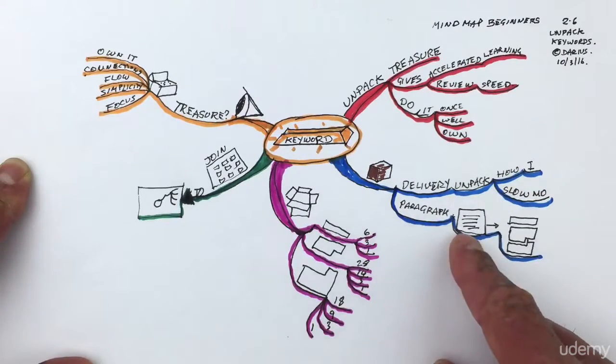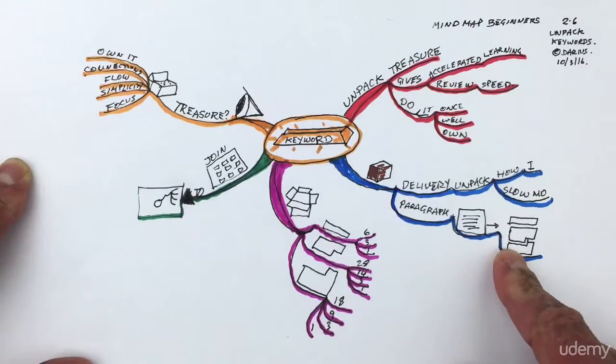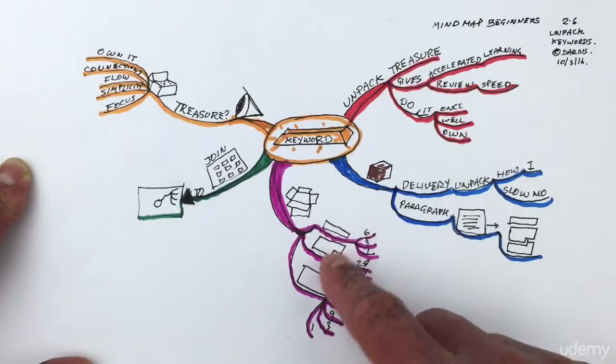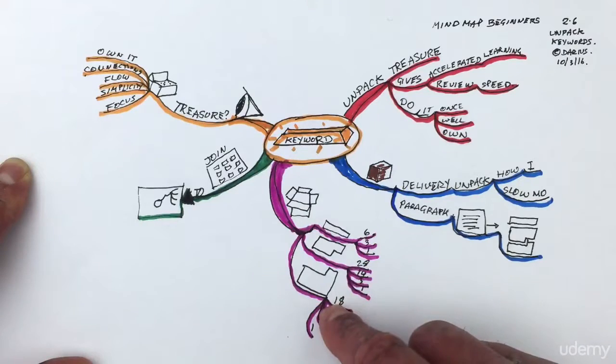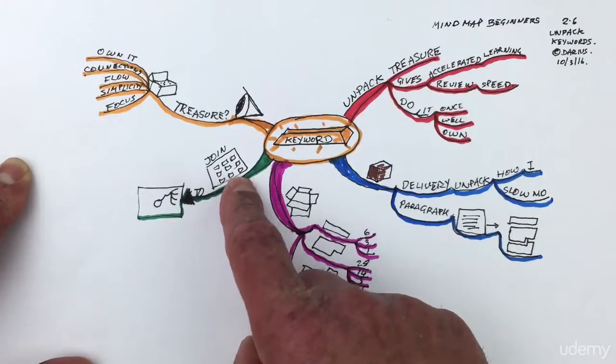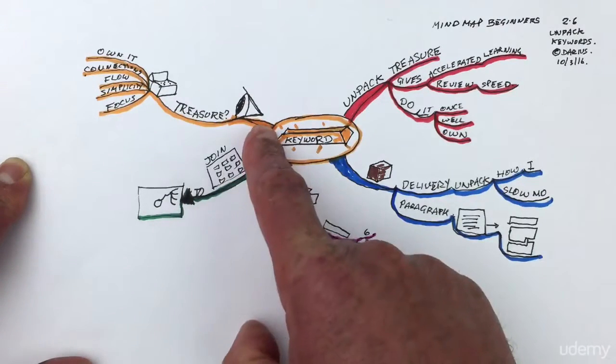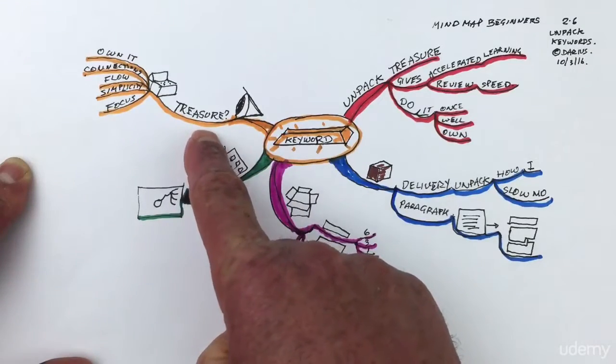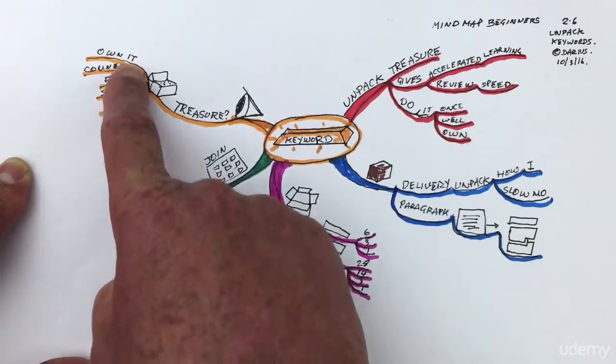I'm going to take one paragraph and break it down into sentences. And then those sentences, the three of them, I'm going to break down into words, key words. We're going to join them all together into a mind map. Hopefully by the end you'll see it as a treasure and see all the benefits from it.